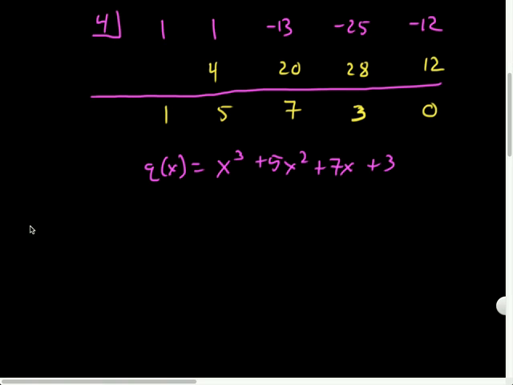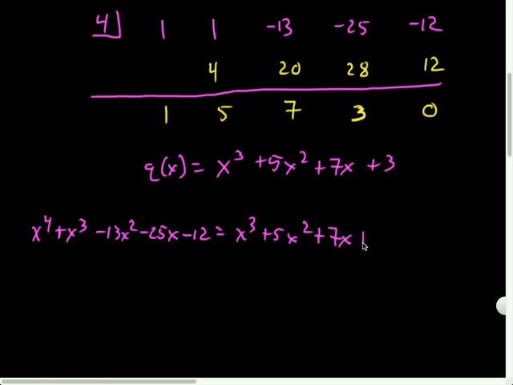I would have had the following, right? I would have had x to the fourth plus x cubed minus 13x squared minus 25x minus 12 equals, and then I'd have the quotient, x cubed plus 5x squared plus 7x plus 3 times the divisor, x minus 4. And then what's the remainder? Plus 0. So plus 0, I actually don't even have to write.